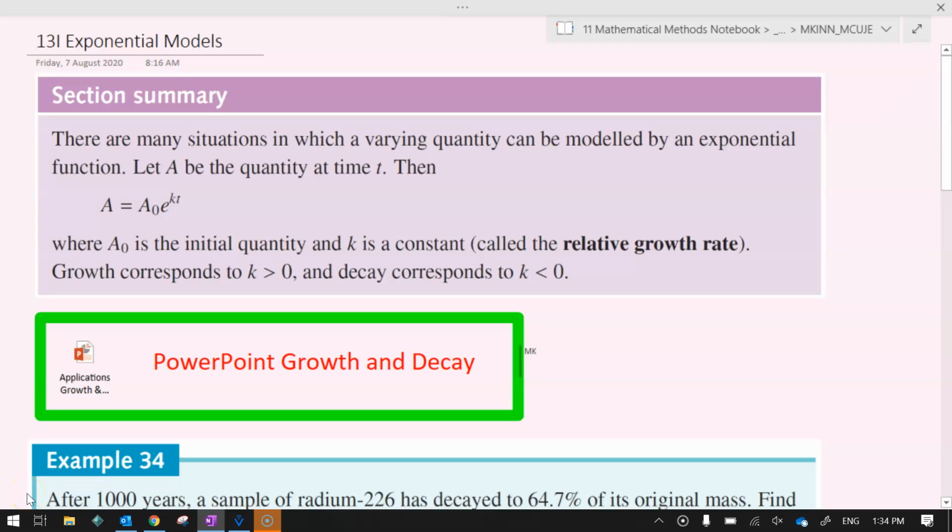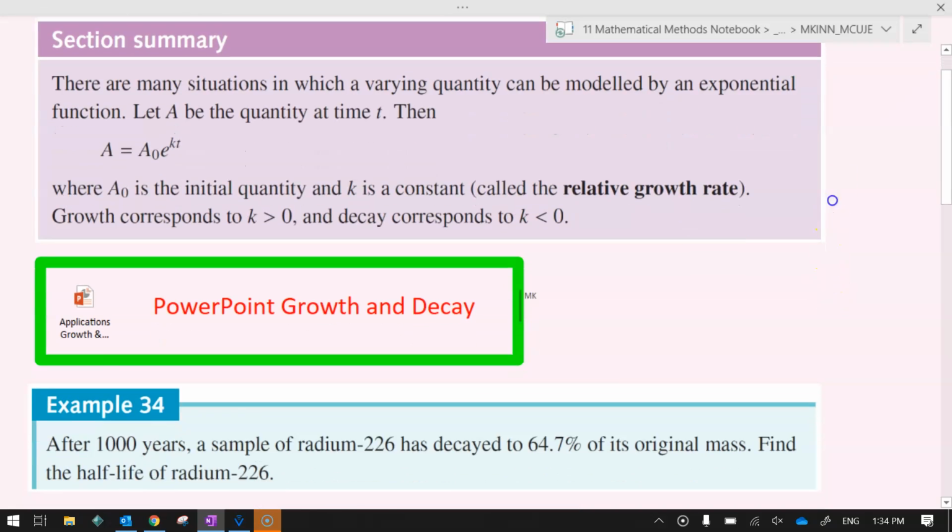So, applications of exponential equations or exponential models. You can read for yourself there. Many situations in which varying a quantity can be modeled by an exponential function. You've seen some of these before. We've talked about some of these. We are going to go through a few of them.